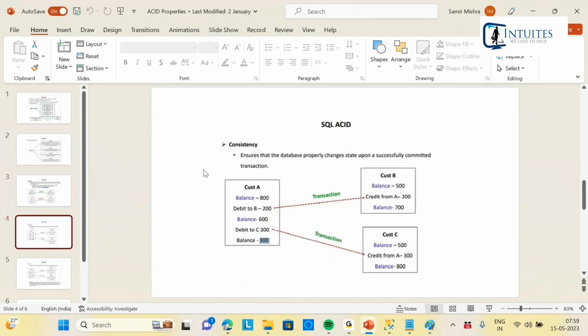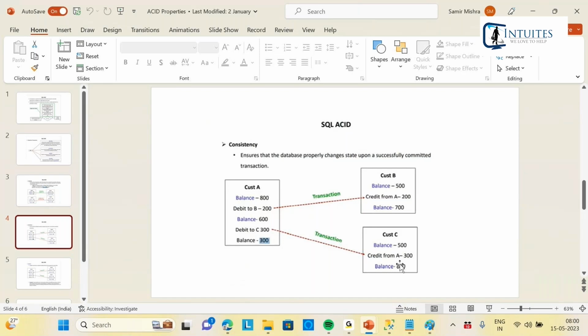Sorry, consistency. It ensures that the database properly changes state upon a successful committed transaction. The changes I'm talking about: suppose I have transferred 800, it should immediately show me a balance of 600, and customer C should have that amount added. Whatever transaction I'm doing, it should be properly reflected. I'm deducting, so it should be deducted.